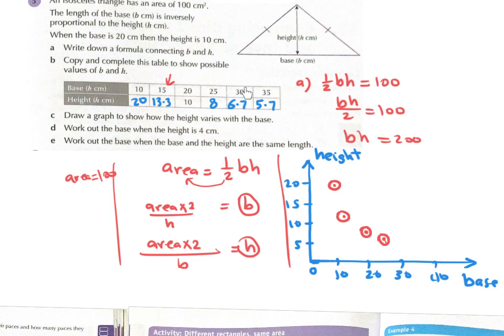36.7, so 36.7. Then 35, 5.7. This is how to draw. Then join them with a smooth curve.